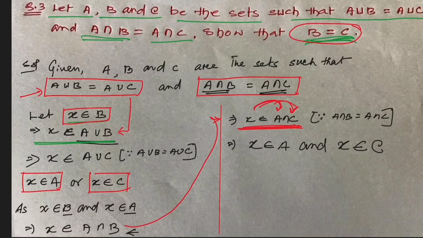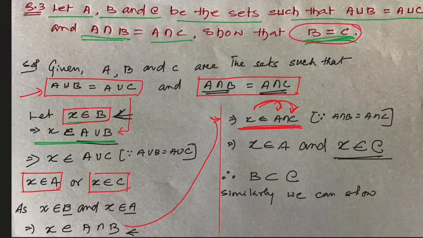So here you see, for x belongs to B, we have got x belongs to C. That's why we can say B is a subset of set C. Similarly, we can show C is also a subset of B. Now if B is a subset of C and C is a subset of B, then we can say B must be equal to C. That's how we can prove it.